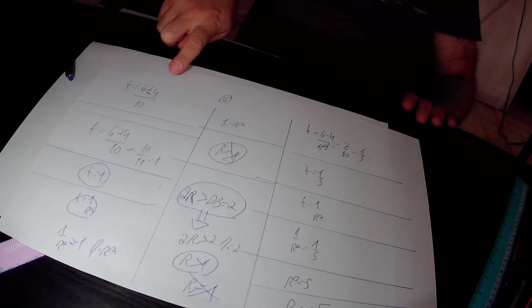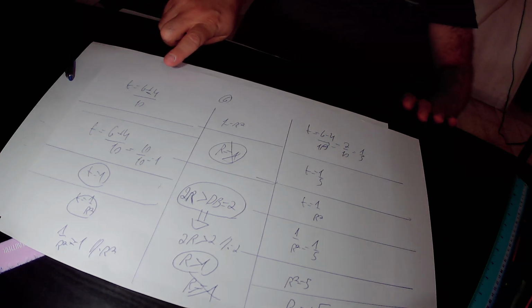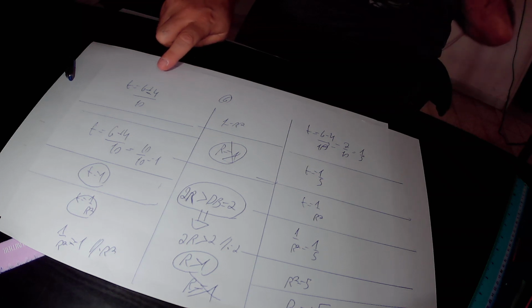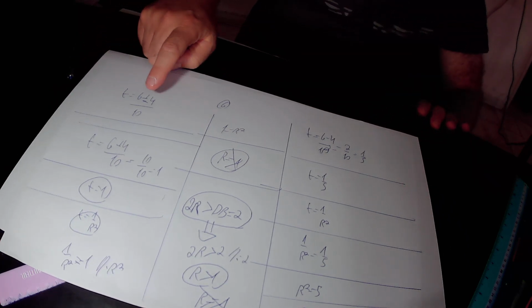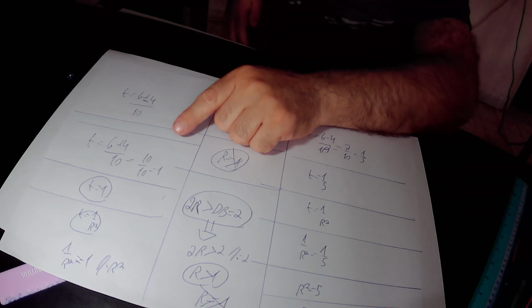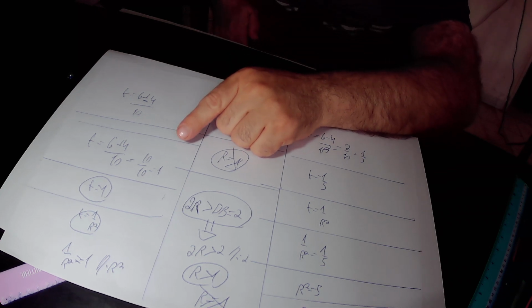t equals 6 plus minus 4 over 10, because the square root of 16 is 4. So here we have two possible solutions for t. The first solution is t equals 6 plus 4 over 10. 6 plus 4 is 10, and 10 over 10 is 1.